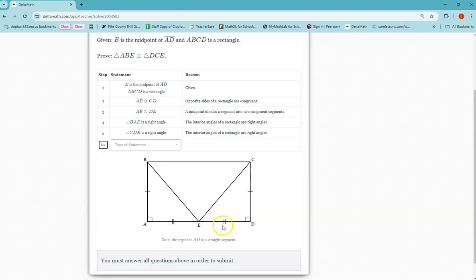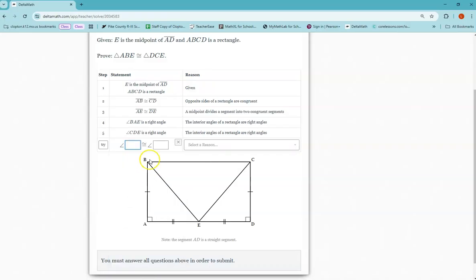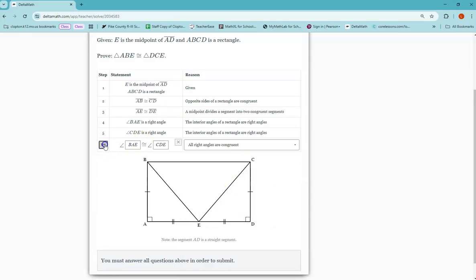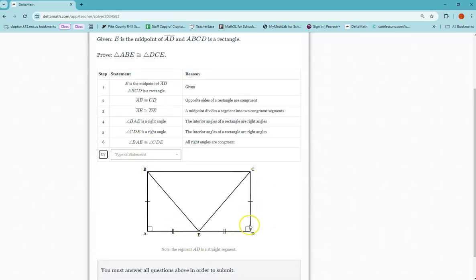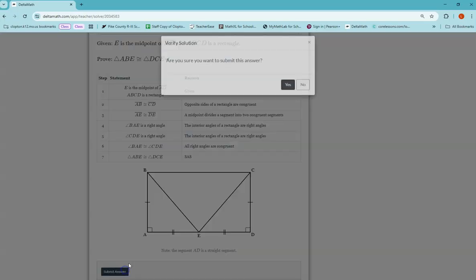Okay, but we still need to say that those right angles are congruent. So let's say that angle BAE is congruent to angle CDE. And all right angles are congruent would be your reason, right? Okay, so we have side angle side. Now we can prove that these two triangles are congruent, right? So let's look at ABE. Let's make sure I type it in correctly. DCE is congruent because of side angle side. Okay, let's submit that. That was number 4. Good job.